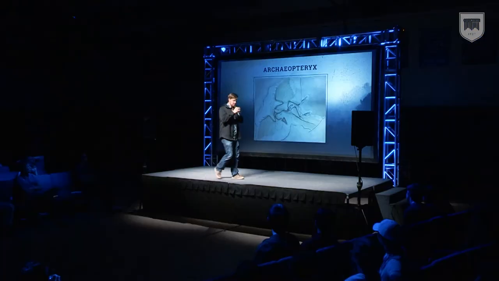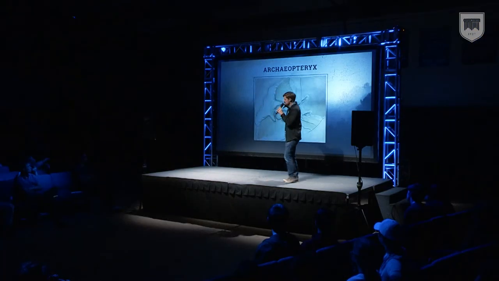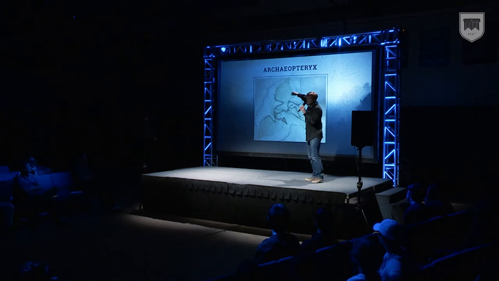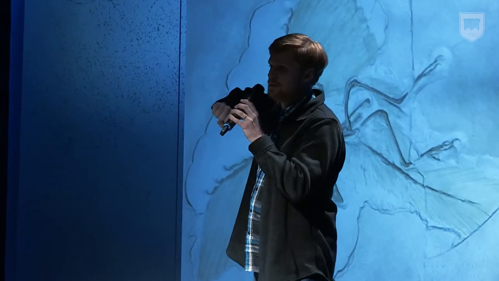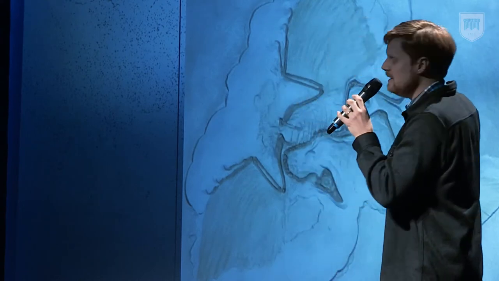Archaeopteryx was first found in the 1860s in Germany. Now, this particular one comes from the later 1800s, this specimen. You can see it's got feathers on it. It's got wings. It's got feathers on its tail. Notice, however, the skeleton. It's got claws on its fingers. It's got teeth in its mouth. It's got a long, bony tail. Those are all dinosaur characteristics.